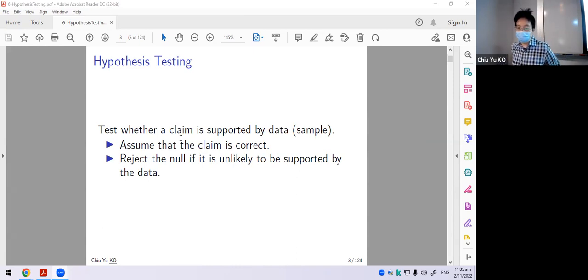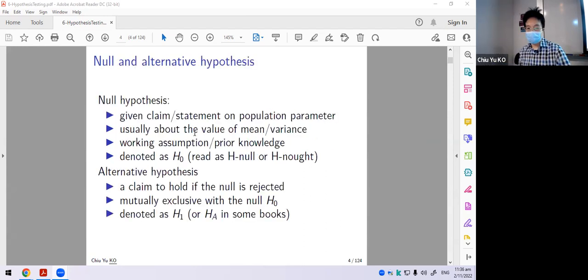So hypothesis testing is basically you are trying to test a claim. If supported by data, the idea is you would assume the claim is correct and try to see if the claim is being supported or rejected. And the null hypothesis is the way that we have a claim, usually on population parameters about mean and variance.